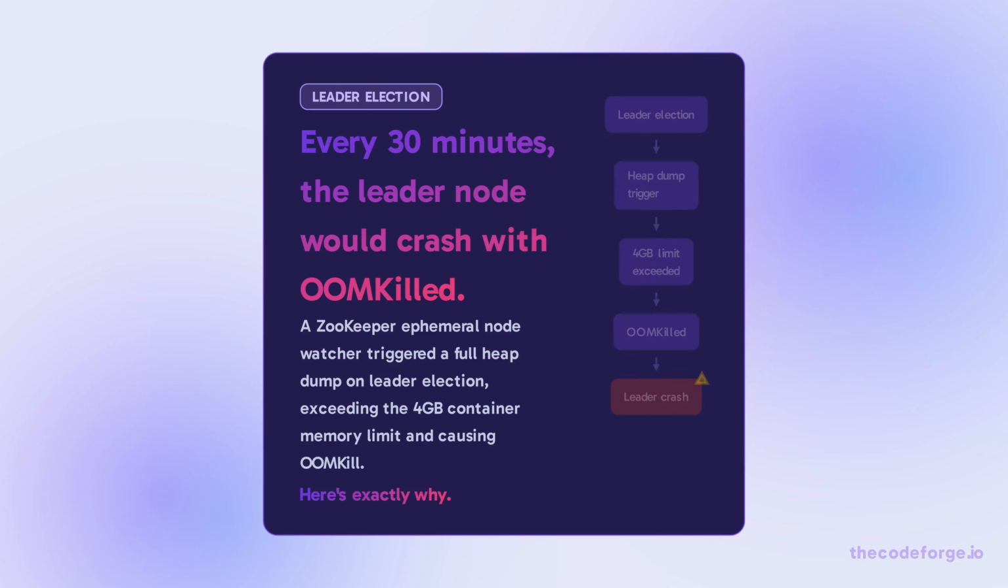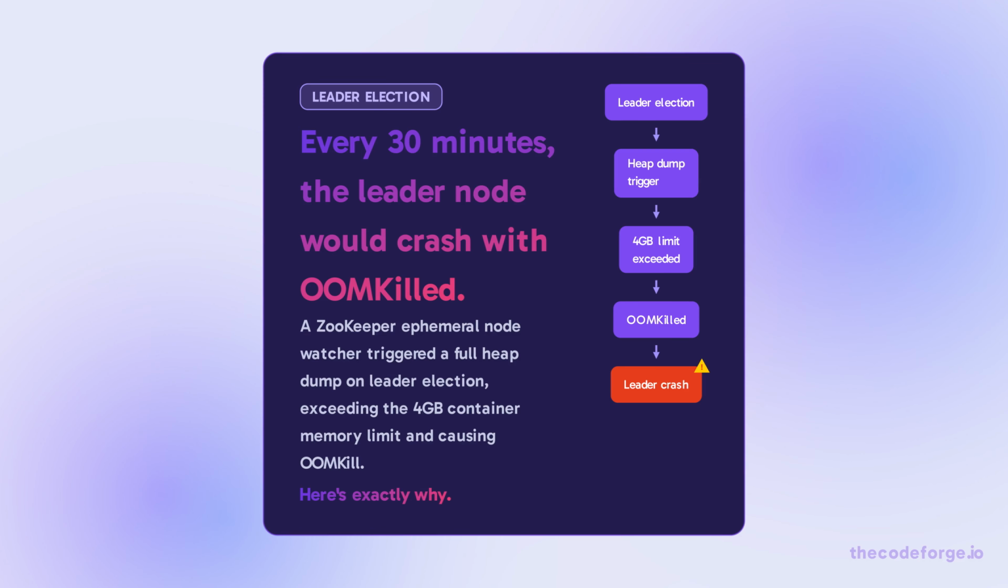Every 30 minutes, your leader crashes with OOMKilled. A new leader is elected, then crashes again. Writes are down for 2 minutes each cycle. You assume a memory leak, but the real culprit is a heap dump triggered by a ZooKeeper watcher. Let's break down what happened and how to fix it.